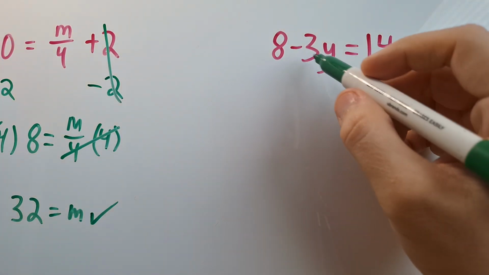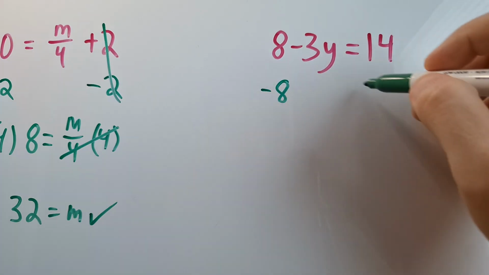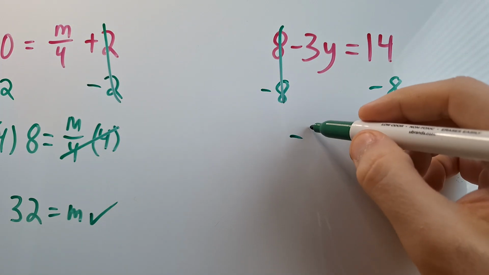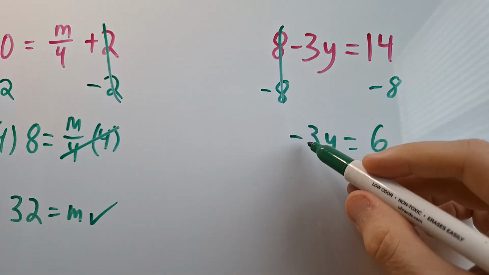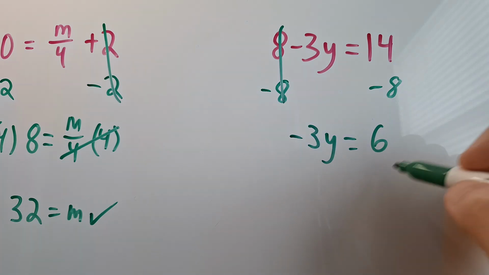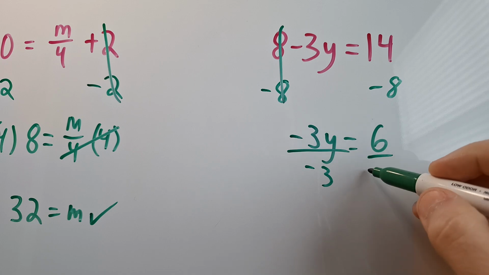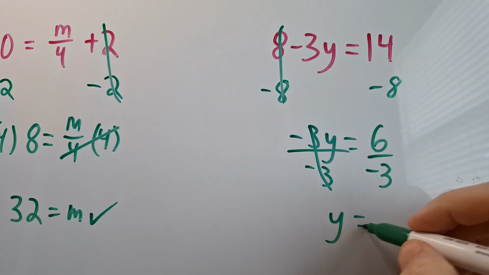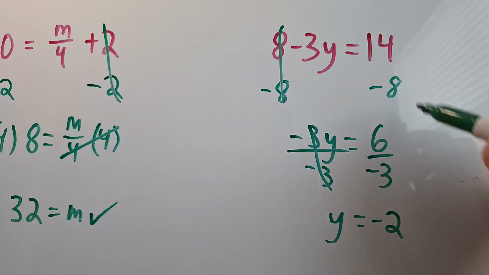Here I have 8 minus 3y equals 14. First thing we must do is subtract 8. Now the coefficient is negative, so we can expect a negative quotient for this division here. Canceling this out gives me y equal to negative 2. And here's how we check.